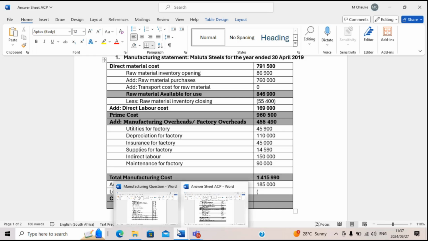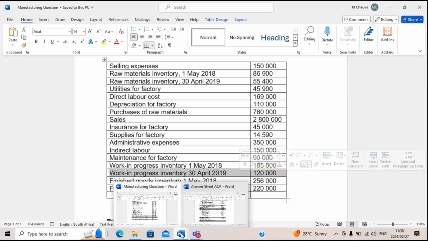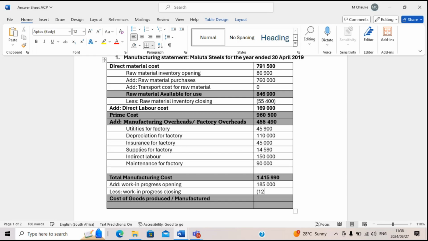Let's go and check how much it is in the question there. It is 120,000 for our closing, because we check the date 30 April 2019, which is going to be 120,000. So we go there, we minus 120,000 in our answer sheet here, right? And then we will get our cost of goods manufactured. So let's calculate this one.